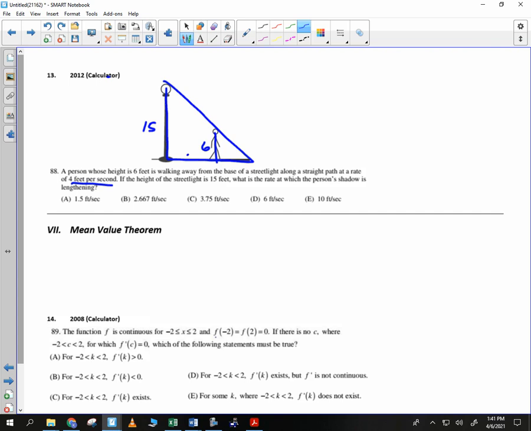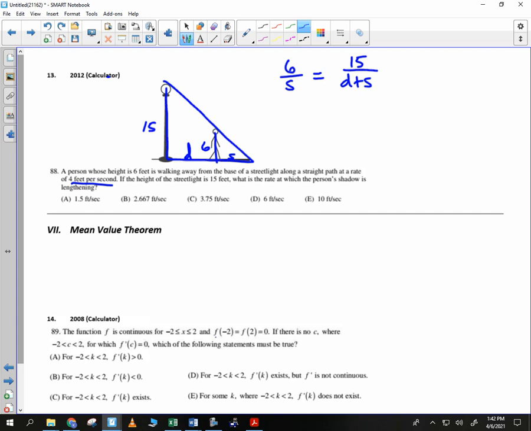So we don't know this distance here, but we do know that this is the length of his shadow. We'll write that as S. I'm going to simply write a ratio, the height divided by the shadow. So 6 divided by S is equal to the height of the lamppost, 15 over D plus S.